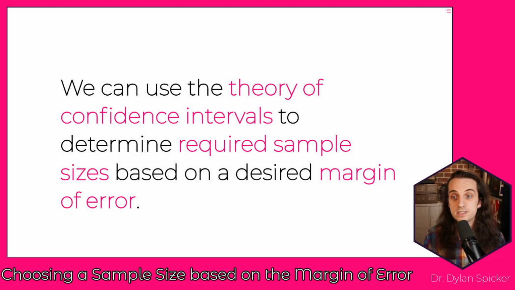So by using the theory from confidence intervals, and specifically by taking a look at the margin of error that arises from confidence intervals, we're able to determine the required sample sizes based on those margins of error. And the idea is that we can set what our margin of error should be. We can set what our level of confidence should be. And then as long as we have some way of understanding what the population variance is, then we can plug all of that in and find out what sample size is required to achieve that margin of error.